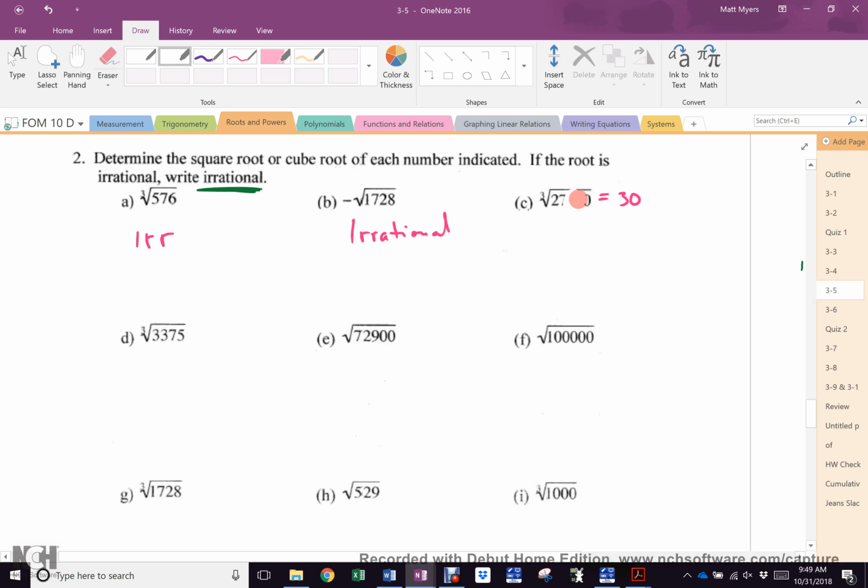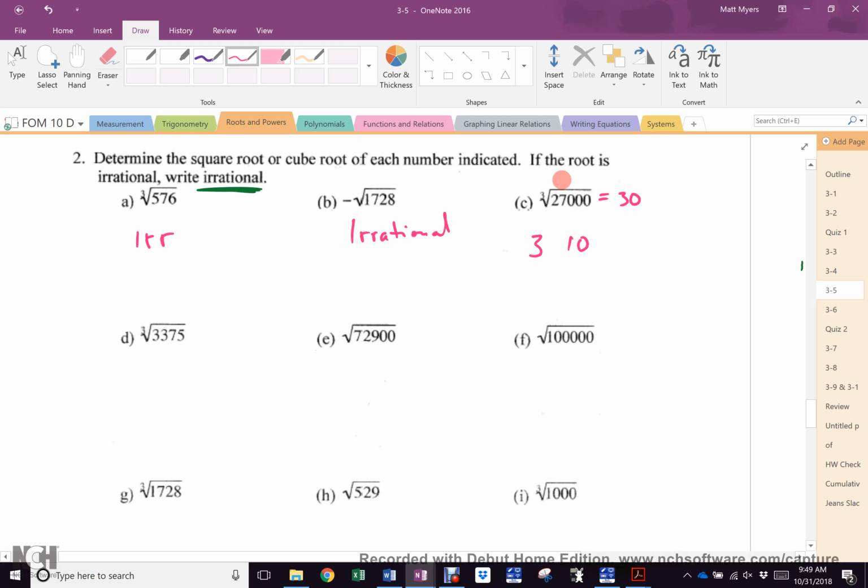What is, if there were no zeros there, what is the cubed root of 27? 3, right? Those zeros, if there was no 27 there, that would be 1,000, wouldn't it? What's the cubed root of 1,000? 10.